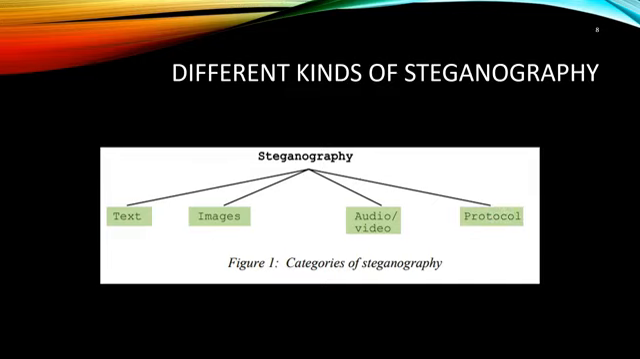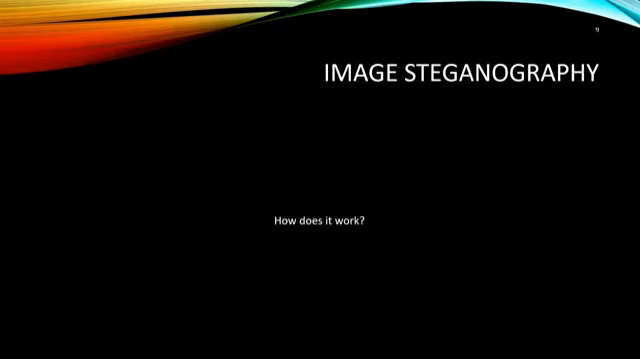Protocol steganography is the technique of embedding information within messages in network control protocols. One example would be to use the header of a TCP/IP packet, using fields that are either optional or never used to store actual data. So how does image steganography work? First, we need to know how computers see images.